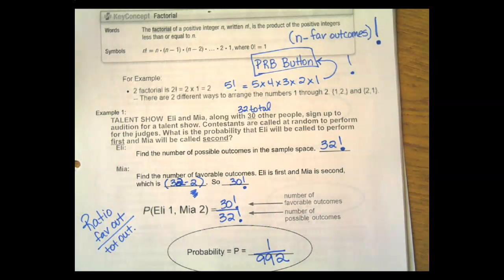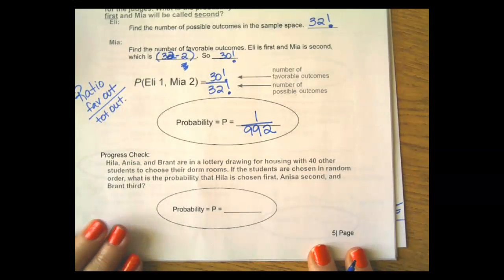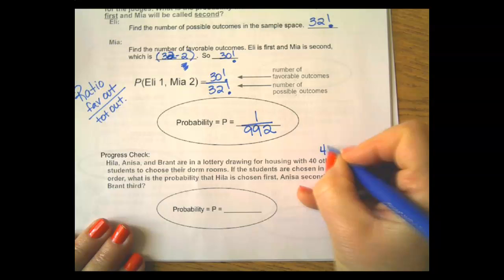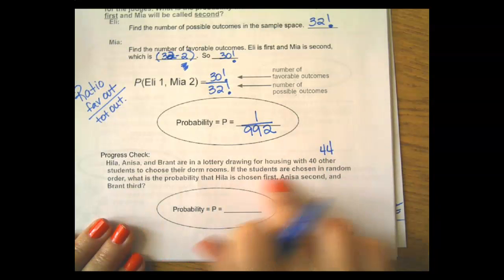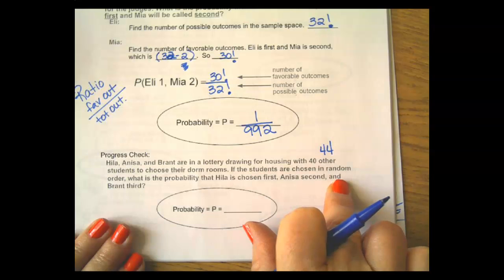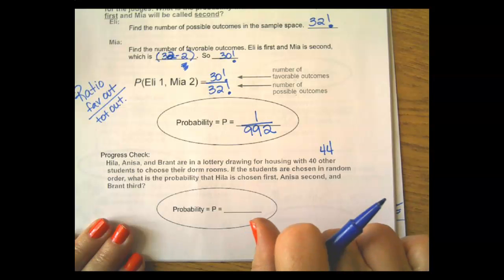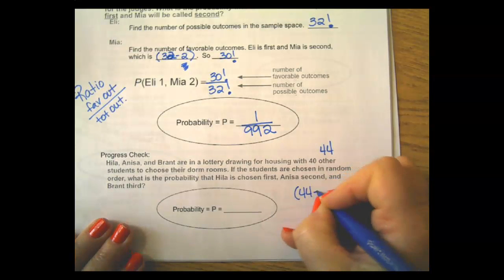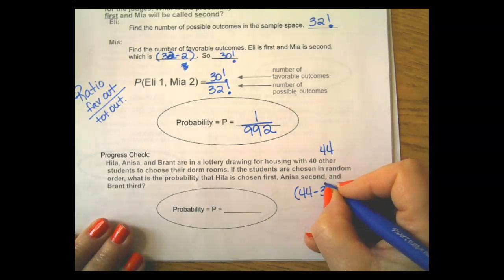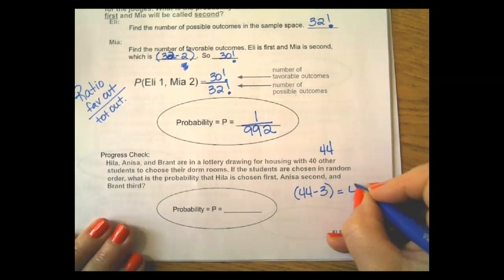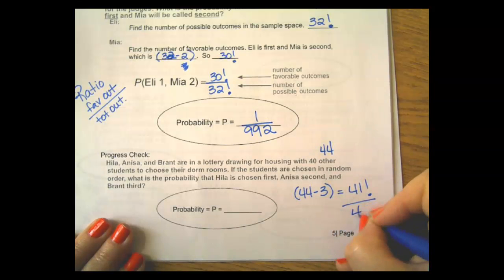Okay, let's try another one. Gila, Anissa, and Brant are in a lottery drawing for housing in their dorm rooms with 40 other students. So how many people is that? 43? 44? If the students are drawn in random order, what is the probability that Gila is chosen first, Anissa second, and Brant third? So we're going to take our 44 minus the 3, first, second, and third, which is going to give us 41 factorial over my total 44 factorial.